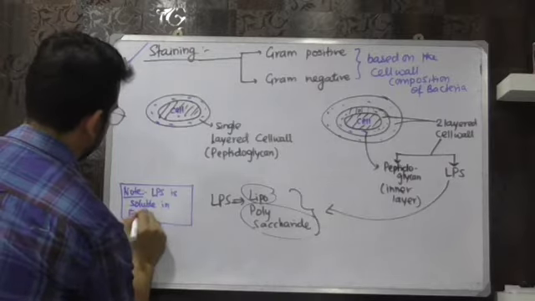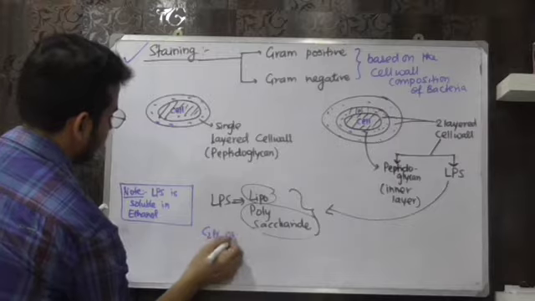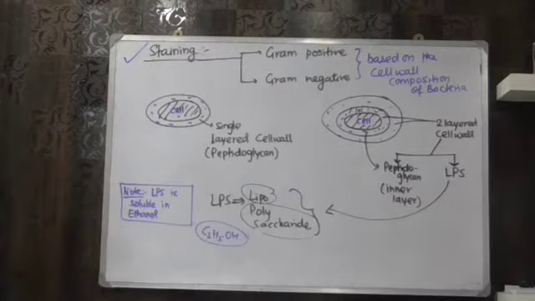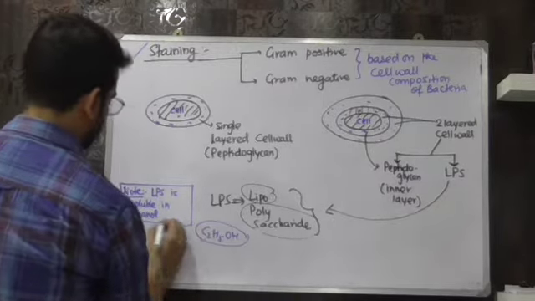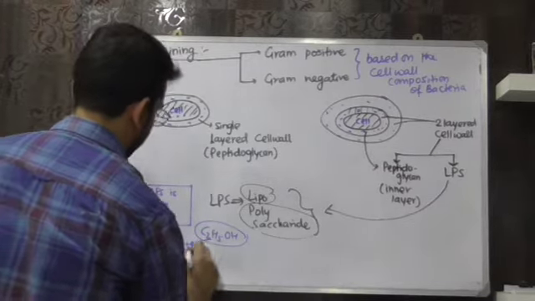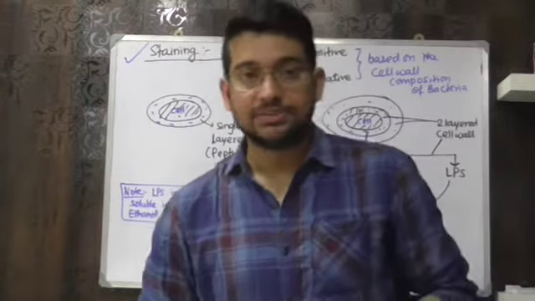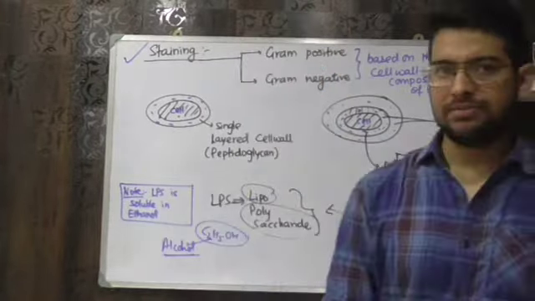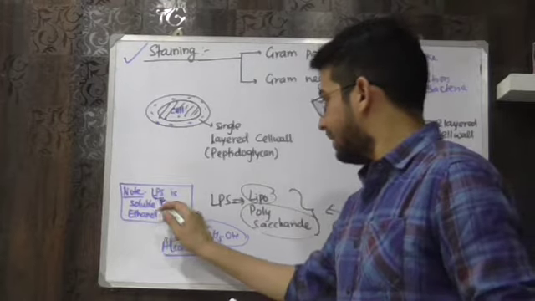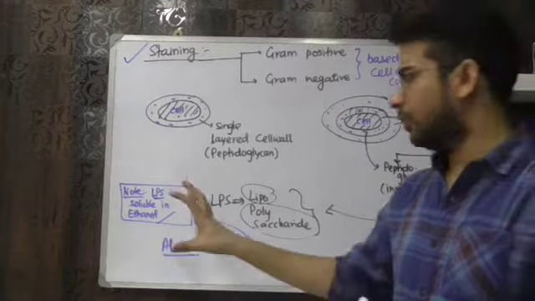soluble in ethanol. I hope you know about ethanol, C2H5OH. You must have studied it in chemistry in class 10. Ethanol is a kind of alcohol which is used in biological labs and it is used as a sterilizing agent. It kills bacteria normally, but at the moment we don't need to kill bacteria. Actually, this LPS is soluble in ethanol. That's the point you need to remember.